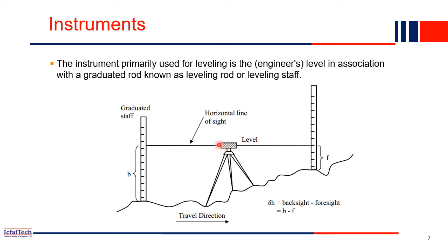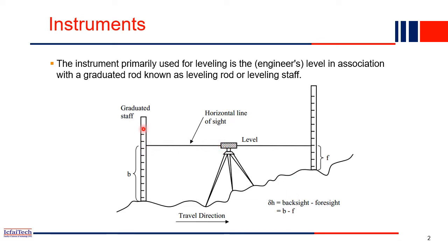So from there, a horizontal line of sight will be made. This is exactly parallel to the flat ground, right? So we'll have some instruments to make sure that this is parallel to the ground surface. Now you take the horizontal distance.